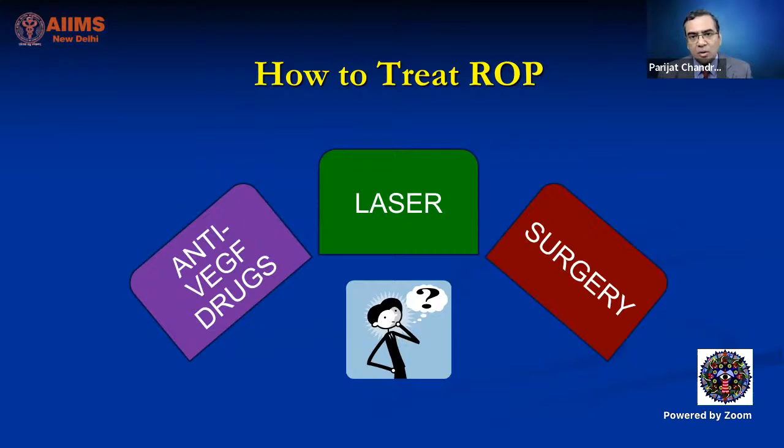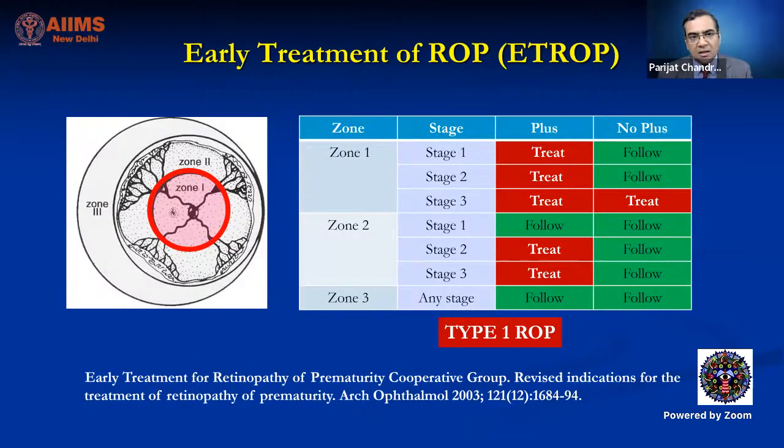So now let's come to how to treat ROP. Basically there are 3 modes of treatment: laser, anti-VEGF drugs and surgery. These are the three modalities primarily which we need to treat ROP. We know that laser has been there for a very long time. Cryotherapy was there in much earlier stages, which is no longer used. Now we use laser for ROP.